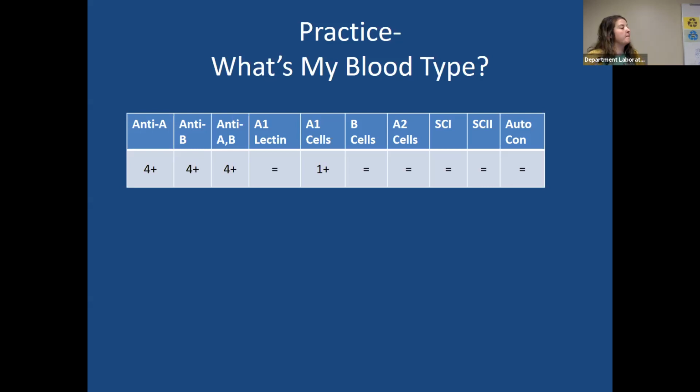What about this guy? Say it louder. A2B with the anti-A1 with a negative IAT. Okay. Does everybody see that? Everybody pick up on that anti-A1. How do you know he's A2? The A1 lectin is negative.